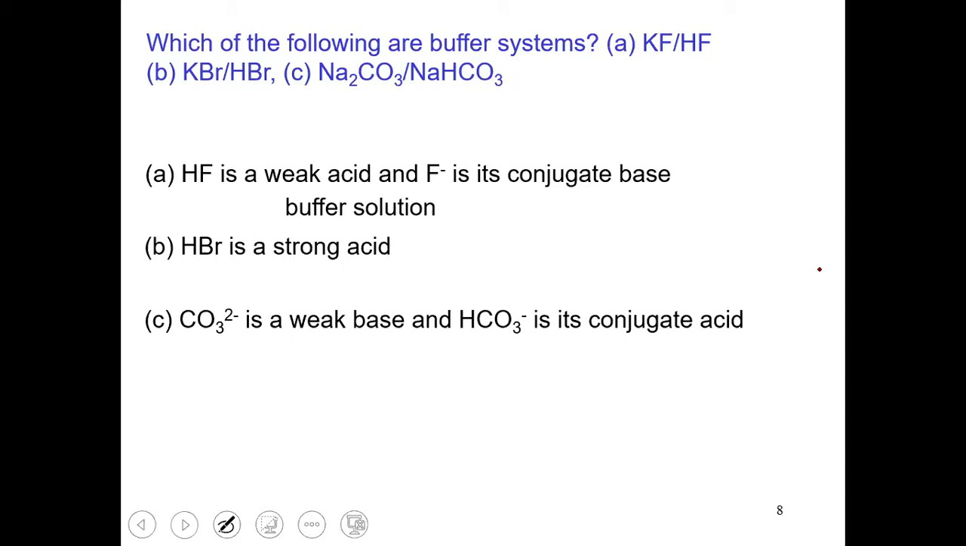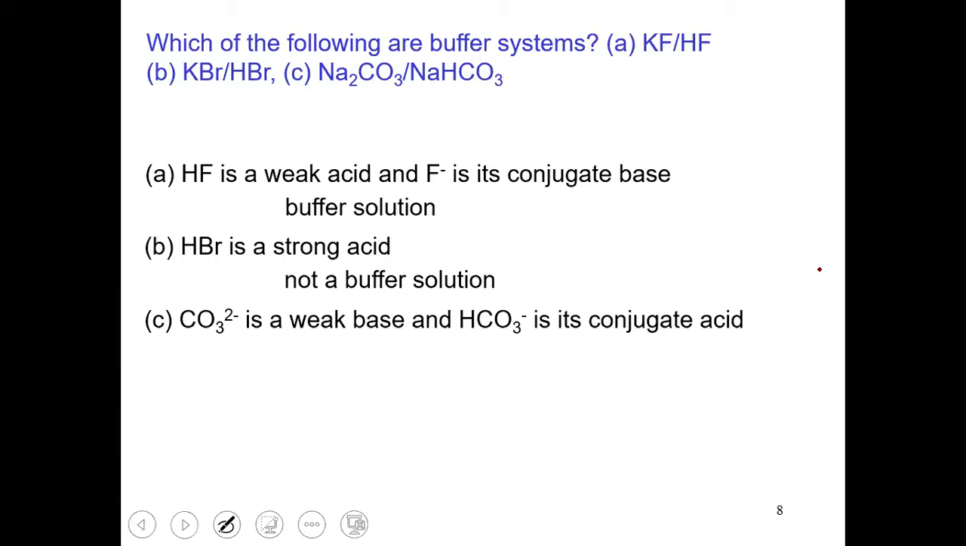Let's look at the second one. You have HBr and KBr. But HBr, hydrobromic acid, is a strong acid. Remember, that's one of the ones that you're supposed to memorize. So does that work as a buffer solution? No, it's not going to work. Not a buffer solution, because you cannot build a buffer solution with a strong acid. The strong acid is going to ionize completely, whether there are bromide ions or not in the solution.